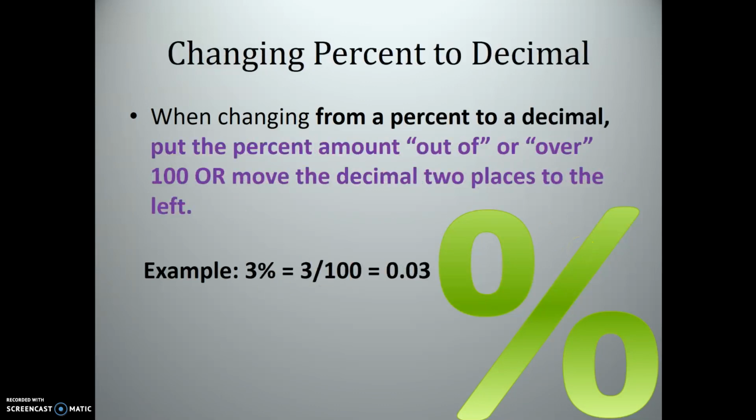If we're going to change from a percent to a decimal, we're going to put the percent amount over 100, or move the decimal place 2 places to the left. All right, for example, I have 3% there, right? And I changed that to 3 over 100, so I just put my percent amount over 100, so there's my fraction. If I want to change it to a decimal, I'm going to take that 3, and right now the decimal place is right there, isn't it? Because it's a whole number. I'm going to move that over 2 places to the left. So 1, oh, clearly I need to add a 0 there, right? And 2. So it becomes 0.03.